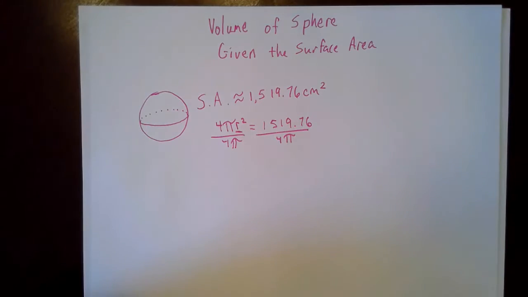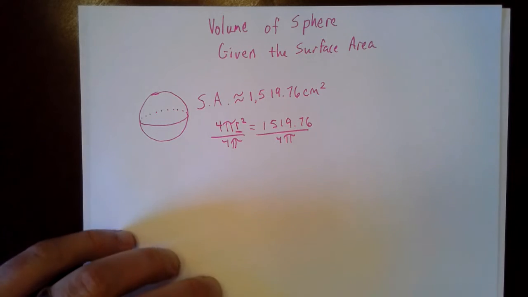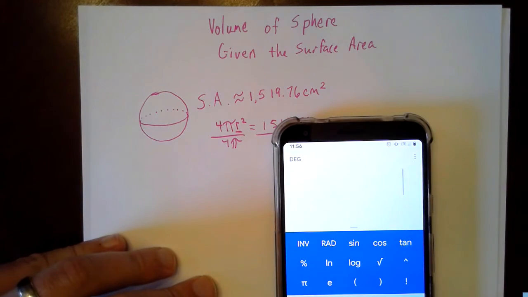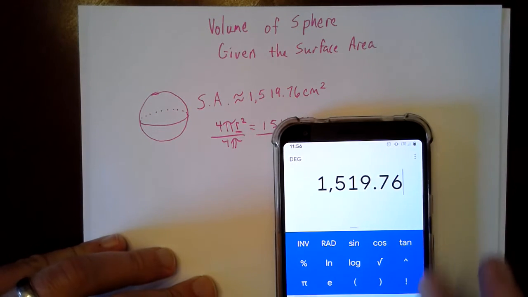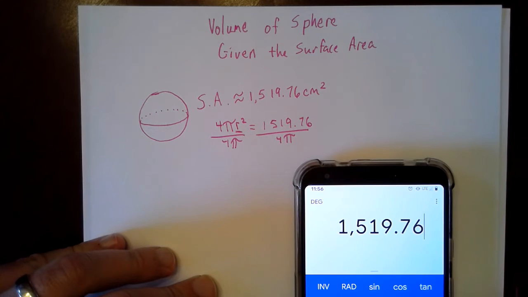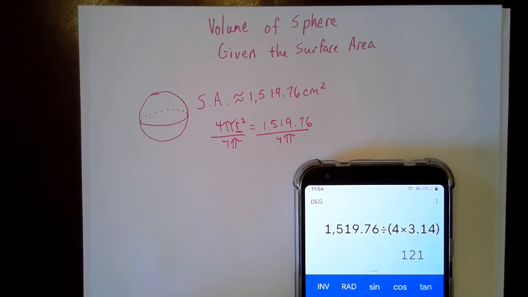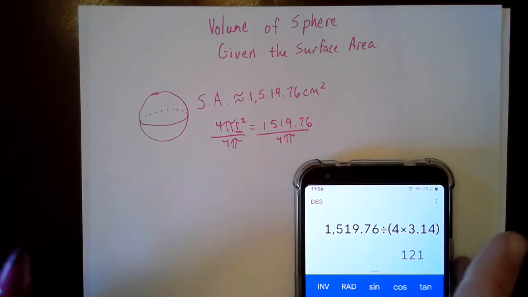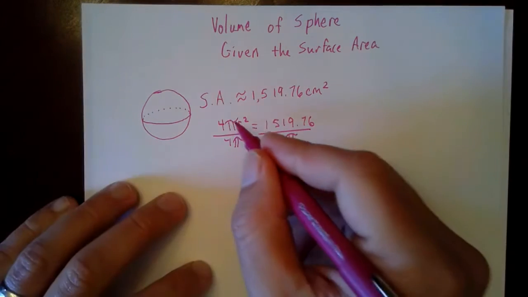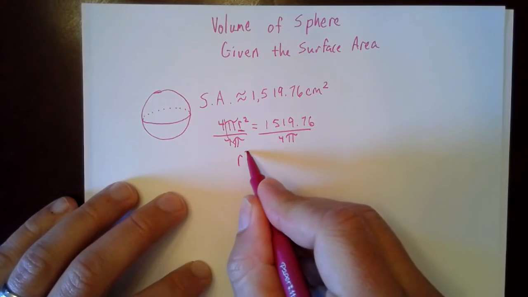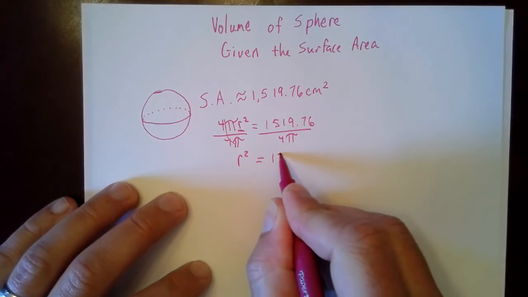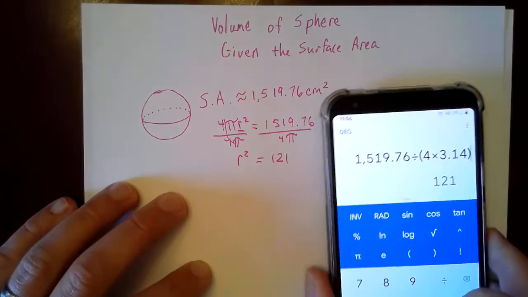So in my calculator, I'm just going to take my 1519.76 and I'm going to divide it by 4 times 3.14, and I get 121. Okay, so that cancels out. My r squared equals 121.